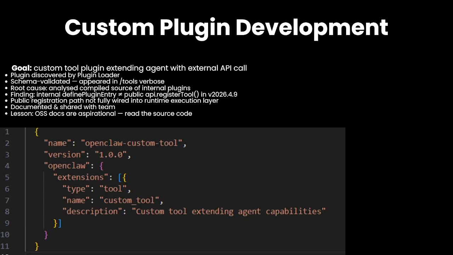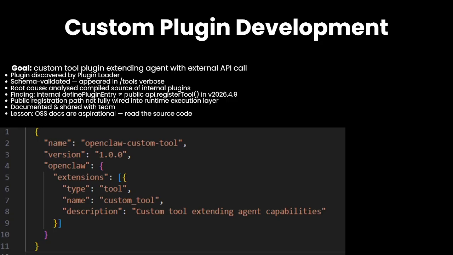Custom plugin development. Week 5 was the most technically rigorous part of the practice. My goal was to build a custom tool plugin extending an agent with an external API call. The plugin package structure is shown at the bottom of the slide. The plugin was discovered by the plugin loader, passed schema validation, and appeared correctly in the tools list.